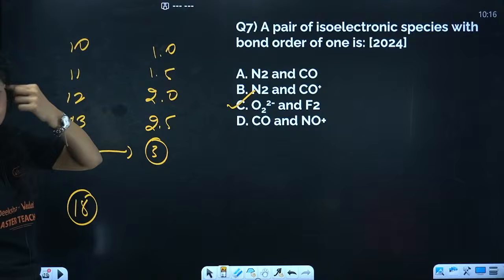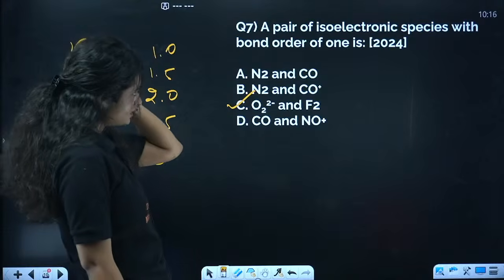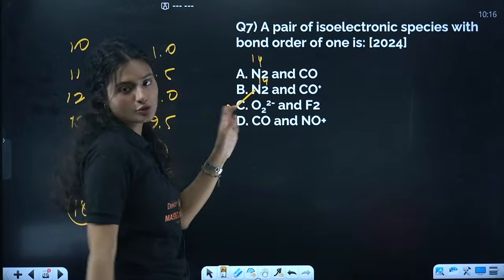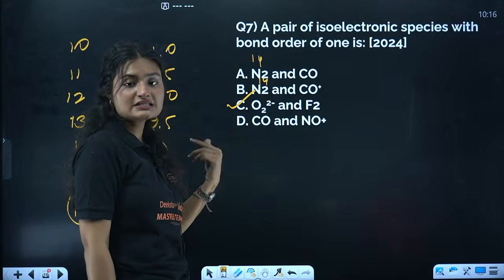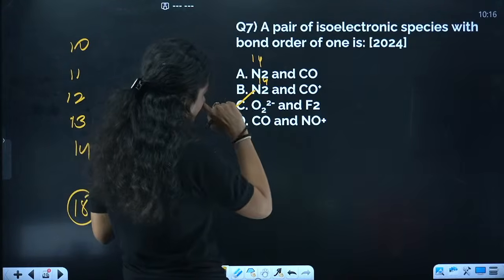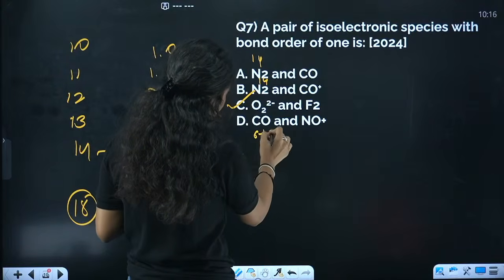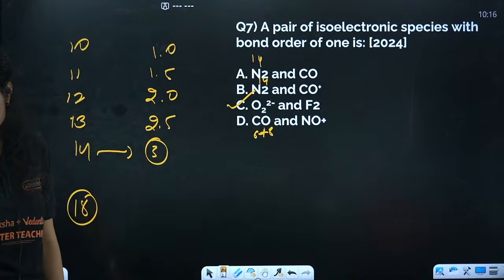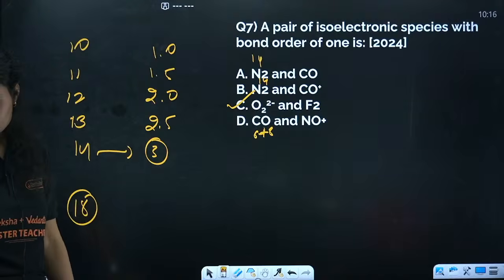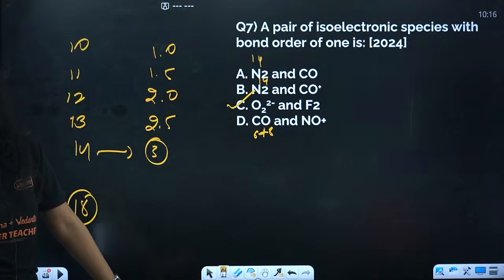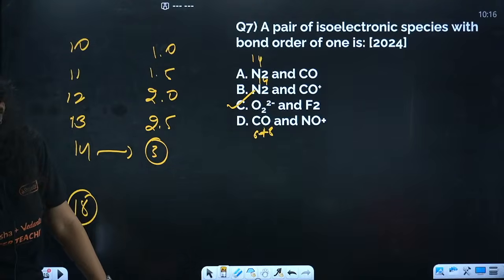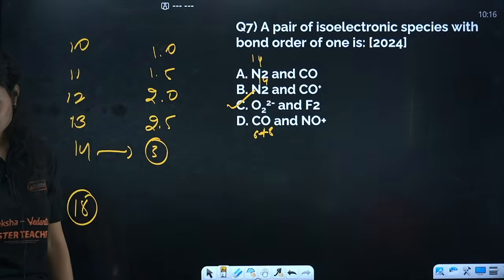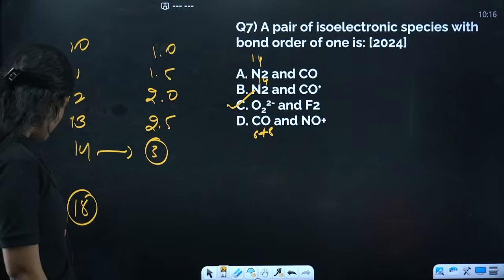No ma'am, option C is unique. We have 14 electrons here. So for 14 electrons the bond order is not 1, the bond order is 3, right? Similarly here also we have 6 plus 8, 14. Again the bond order will be 3, not 1, okay? Yes, correct answer. Let's move on to the next question.